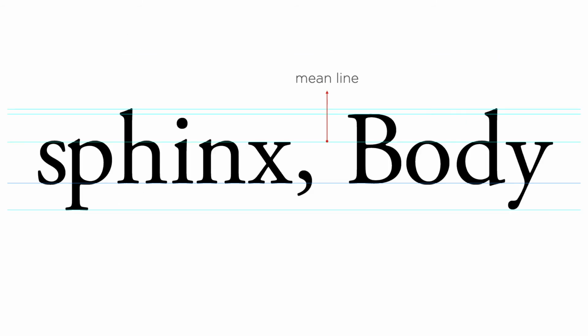The mean line is the distance between the baseline and the x-height. This is where non-ascending lowercase letters terminate. The x-height is the height of the main body of the lowercase letters, excluding ascenders and descenders. The x-height of a typeface affects its apparent size, space efficiency, and overall visual impact.